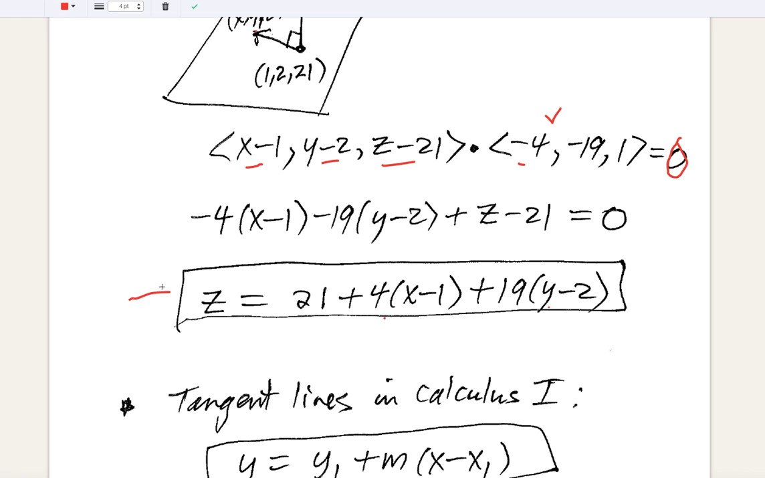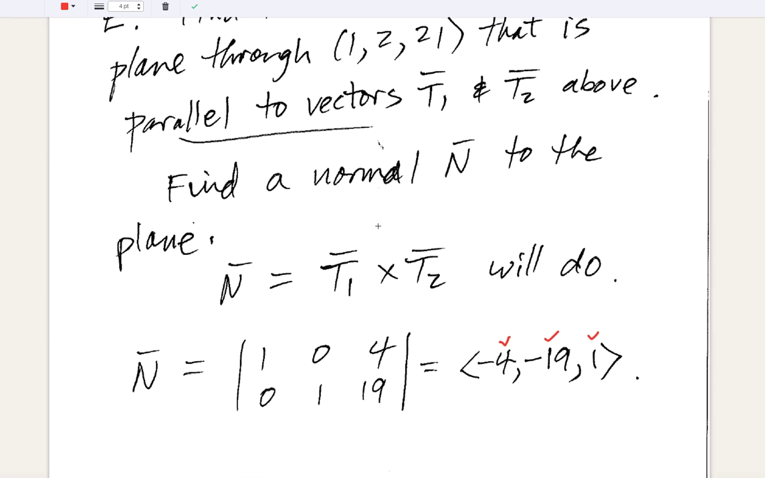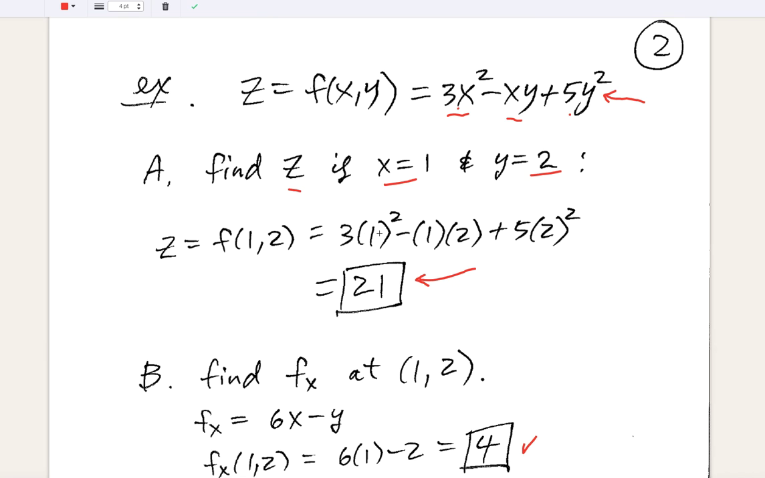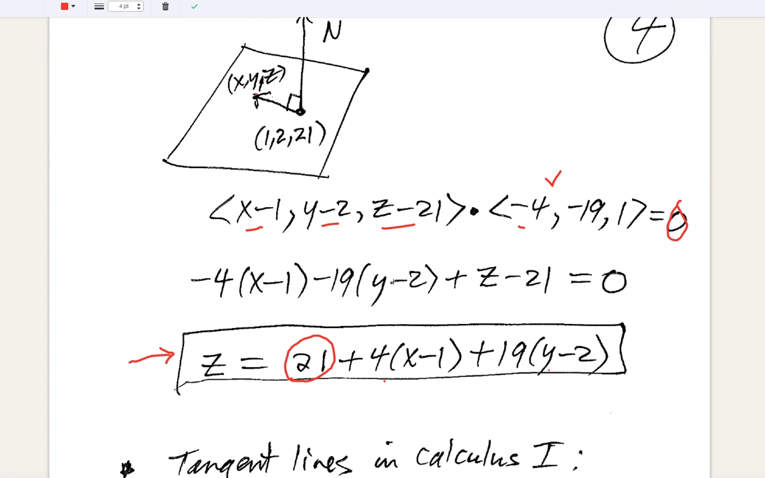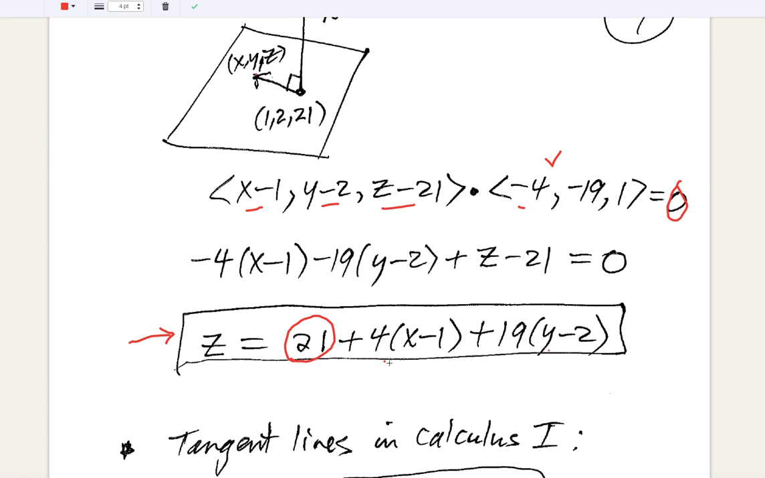Now I want you to focus on that for a second. Where did the 21 come from? That's the value of the function at (1, 2). Now I'm writing this in a slightly non-standard way. I'm calling this normal form, but I haven't actually multiplied the 4 onto the x minus 1 here. Why am I going x minus 1 here? Well, what point are we looking at? We're looking at the point (1, 2, 21). So now you see where the 1 and the 2 are coming from.